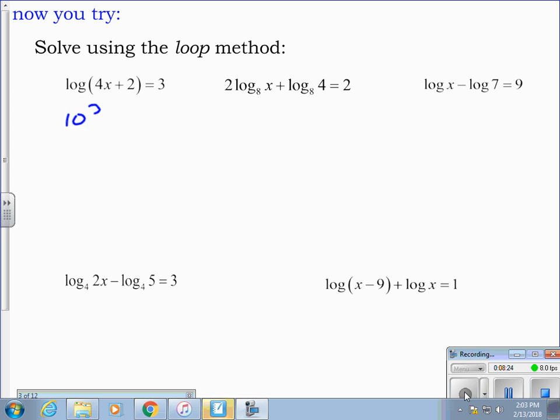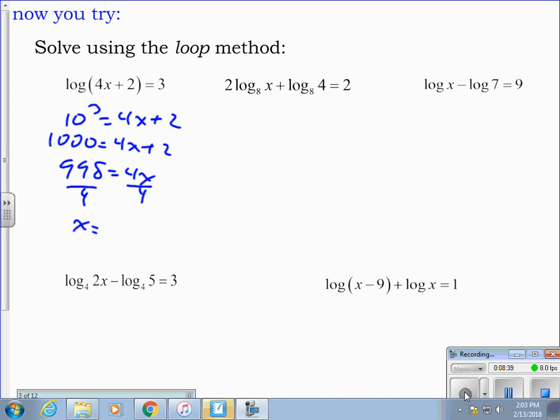I get 10 cubed is equal to 4x plus 2. So that's 1,000 equals 4x plus 2. Subtract 2, 998 equals 4x. Divide by 4. X equals 499 over 2, or 249 and a half. And I would allow a decimal on this one because it's just stupid to make it an improper fraction.